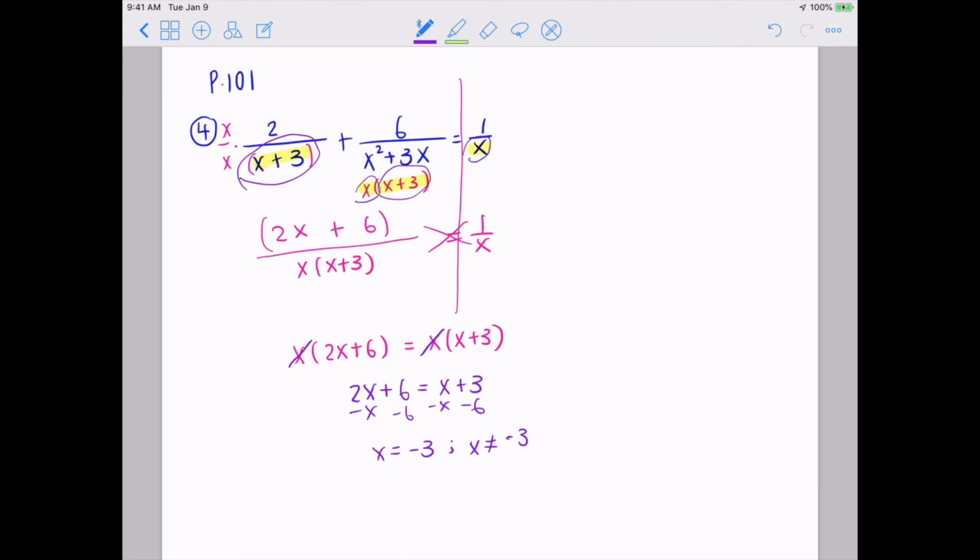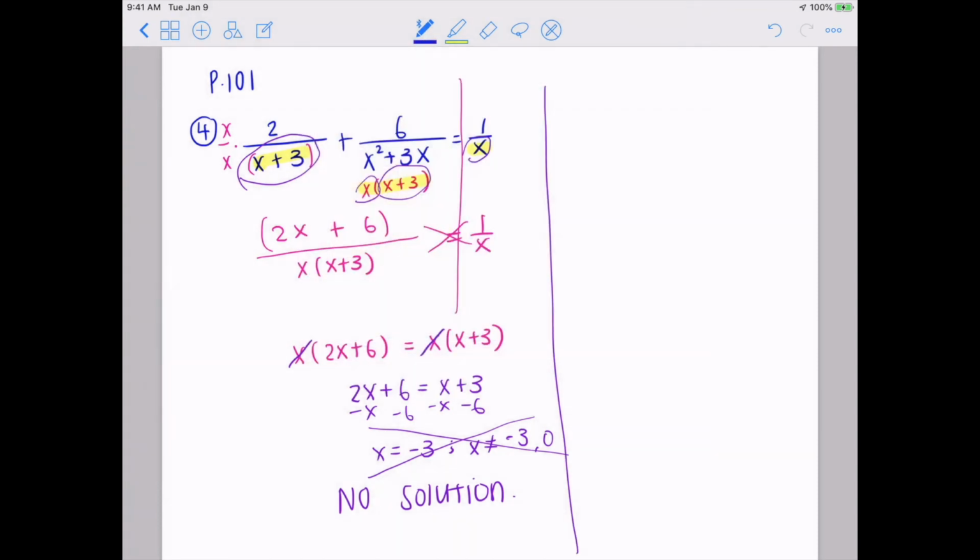These ones are 0. So if I say x cannot be -3 and I happen to get -3 as my answer, that means there is no solution. Just because we could do our work all the way until the end, but when you try to put -3 back in there, you just get all these undefined denominators. Okay, so no solution is your answer for number 4. I'm going to do number 6.